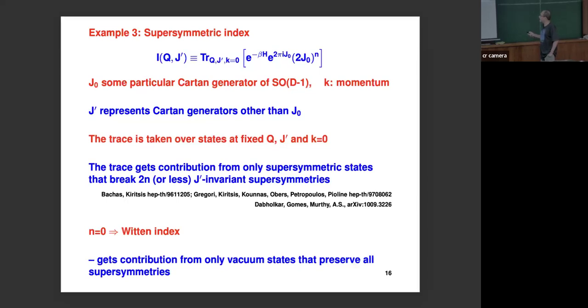So we define I, which is a function of the charges and J prime, which means this set excluding J0. We carry out the trace at fixed Q, fixed J prime, and at fixed momentum, which is set equal to 0, of e^{-beta H} e^{2 pi i J0}. This plays the role of (-1)^F. And then there is a factor of (2 J0)^n for some integer n.